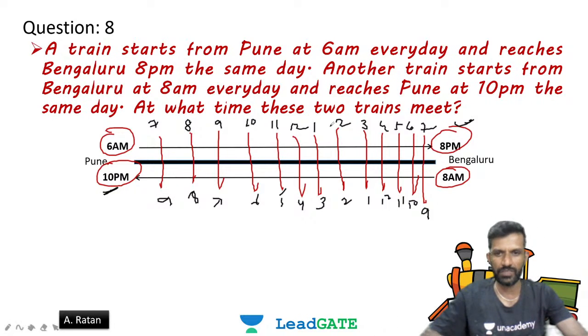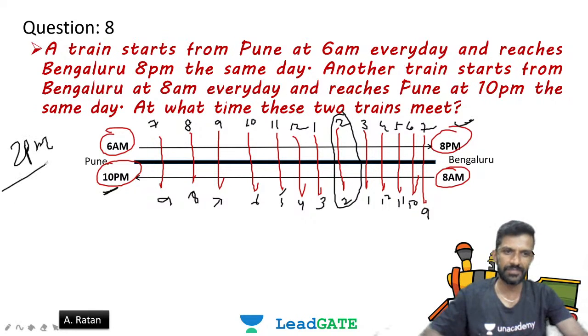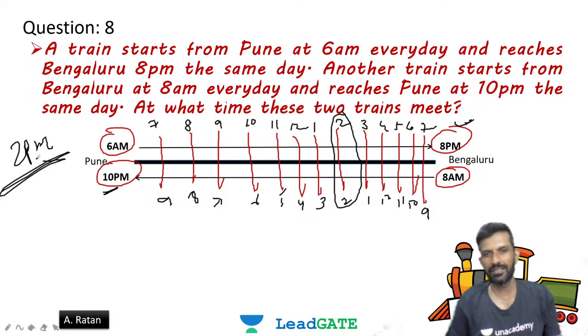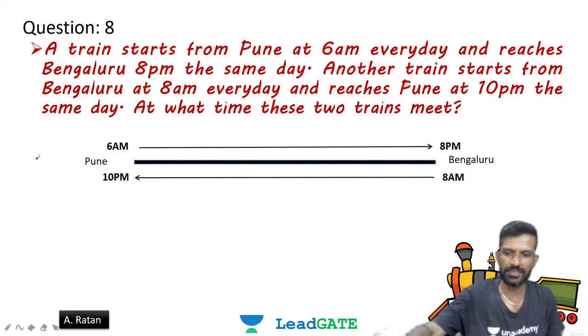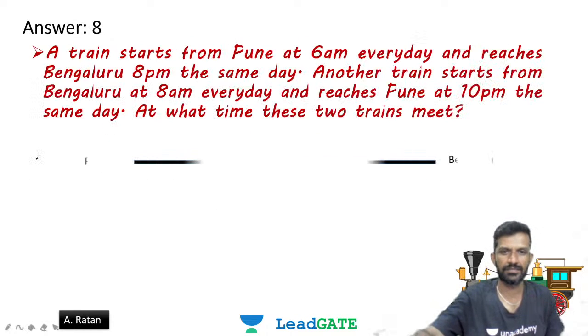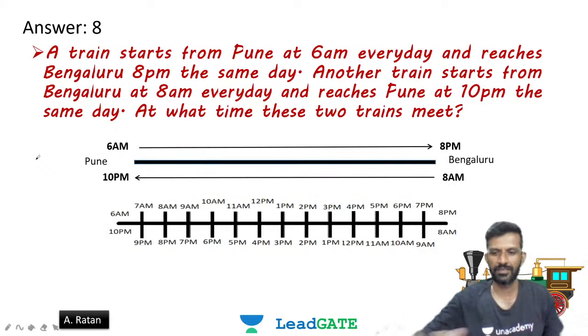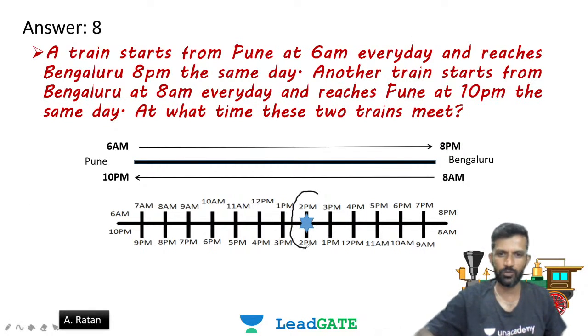If you check the timing, the common timing for both is 2 PM. It means they are going to meet sharp at 2 PM. Are you getting me? Clear? If you write the timing like this, they are going to meet sharp at 2 PM.